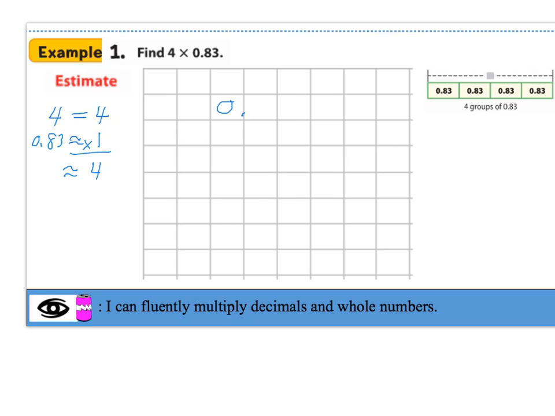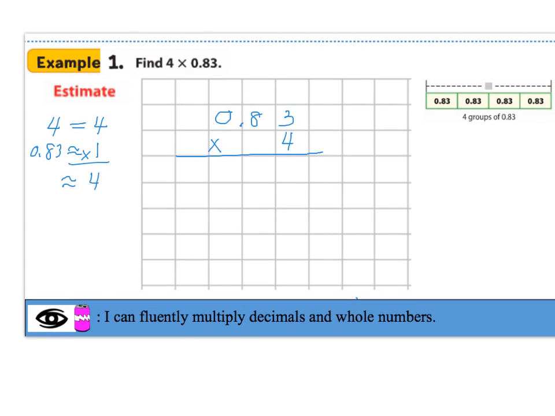So 0.83, multiply that by 4 whole. Notice I'm not lining the decimals up. I'm going to count my decimals later at the end. 4 times 3 is 12. 4 times 8 is 32, plus 1 is 33. 4 times 0 is 0, and then the 3. And we count 2 place values. So from the right, 1, 2.